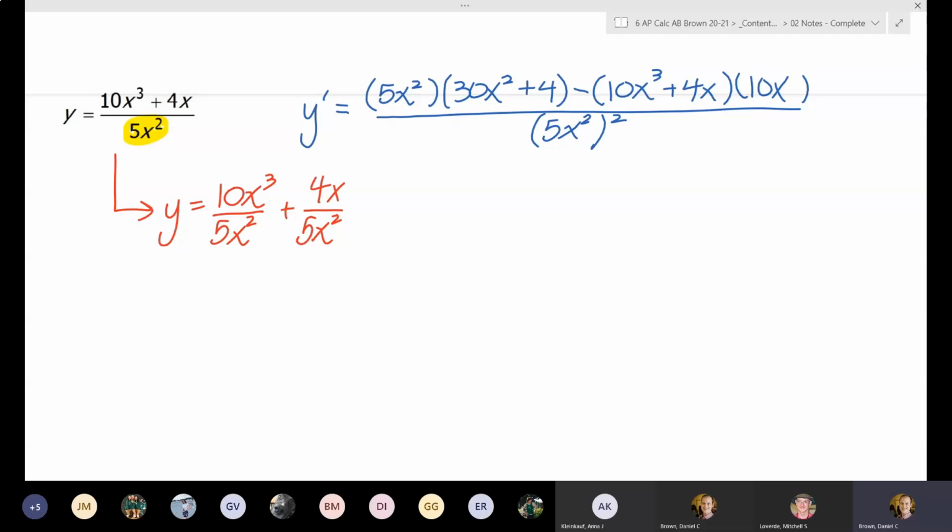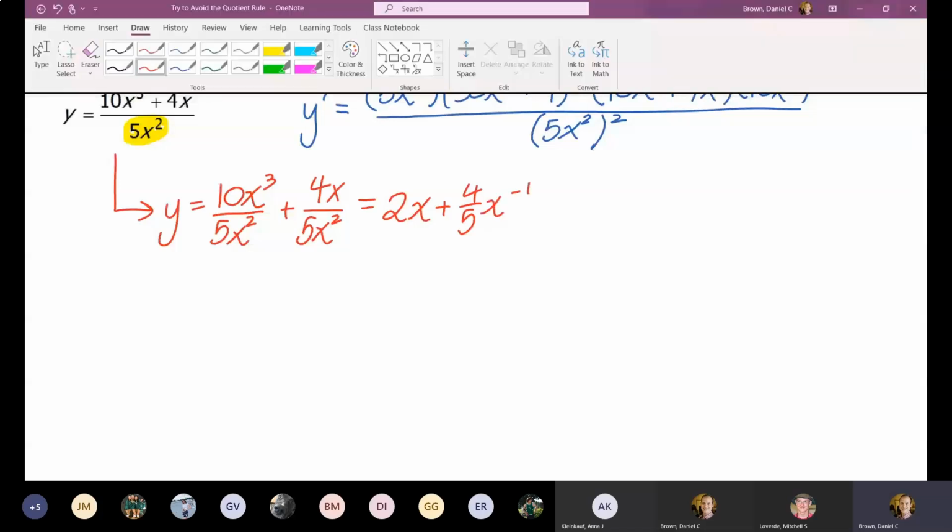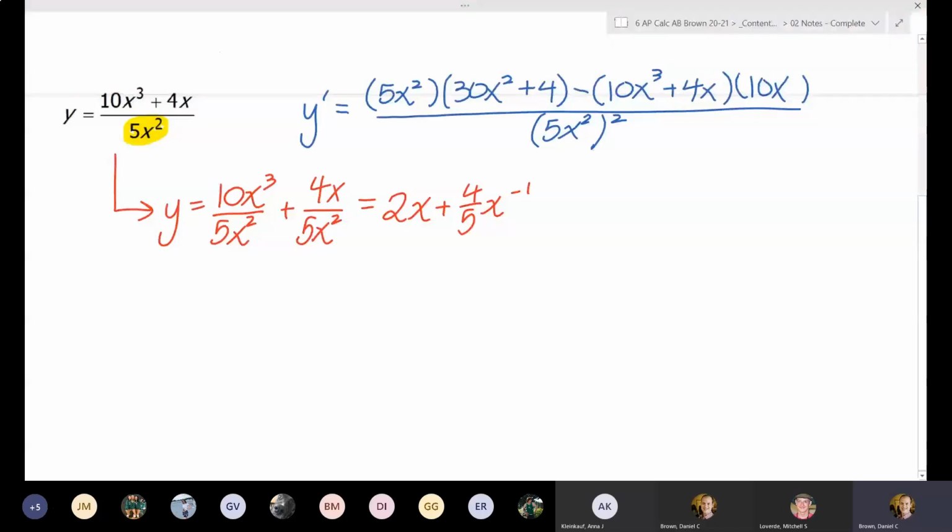So by splitting it up that way, I can now say, all right, well, 10 divided by 5 is 2. X cubed over x squared is just x. 4 over 5 doesn't really reduce. X over x squared gives you x to the -1. And now you're happy. You don't have to worry about the quotient rule. So y prime is equal to, the derivative of 2x is 2. The -1 comes down in front, and the new exponent is -2.